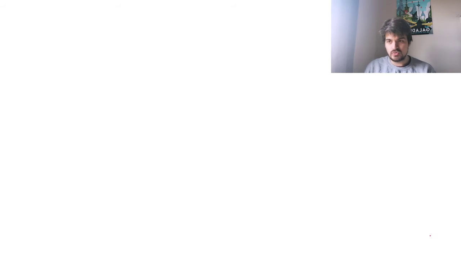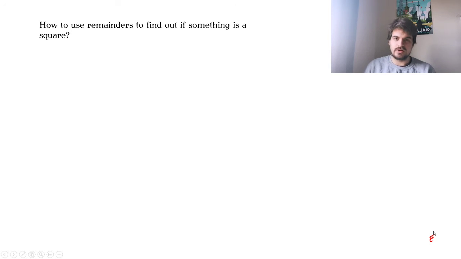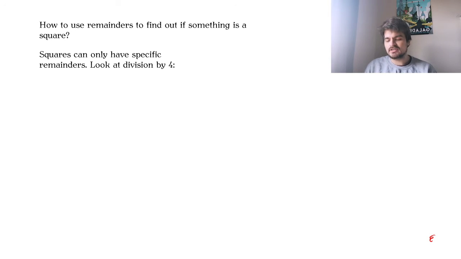We can use remainders. How do we use remainders to find out if something is a square? In general, we can't. But sometimes we can gather evidence, and sometimes the evidence will tell us this is for sure not a square, and sometimes it will be like, I don't know, and then we have to find another way. The squares can only have specific remainders, and that depends on what we pick. There's no 4 in this problem. I'm just picking 4 because I know 4 works.